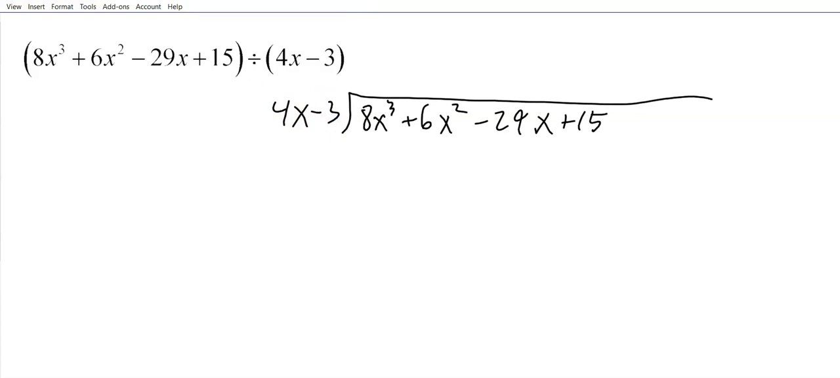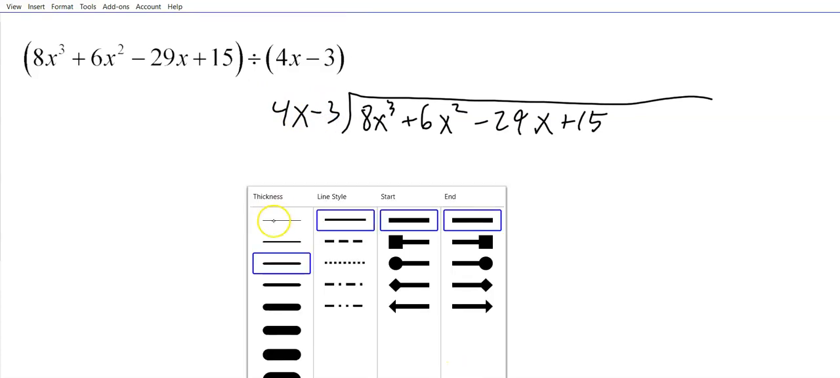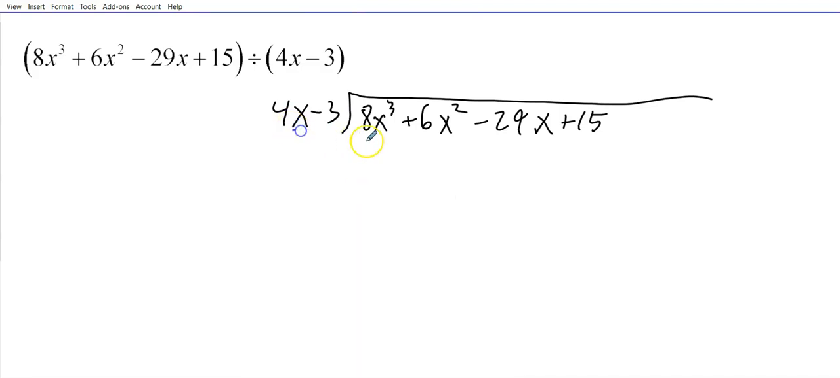So you want to look at that very first term there, and you're going, 4x times what is 8x cubed? So that would be 2x squared. So I'm going to put that in the x squared column. So 2x squared in the x squared column. I'm trying to keep my work very organized when I do this. So that first term matches. That pretty much always happens.